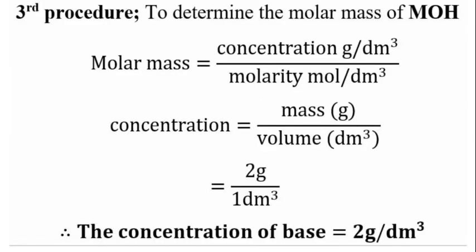After determining the molarity of base, procedure number 3 is to determine the molar mass of metal hydroxide, M hydroxide. Molar mass is the concentration over molarity. Concentration is in gram per decimeter cube, and molarity is mole per decimeter cube. The concentration is the mass over volume. According to our data, we dissolved 2 grams in a liter. So the mass is 2 grams and the volume is 1 decimeter cube, 1 liter. So the concentration of base is 2 grams per decimeter cube.